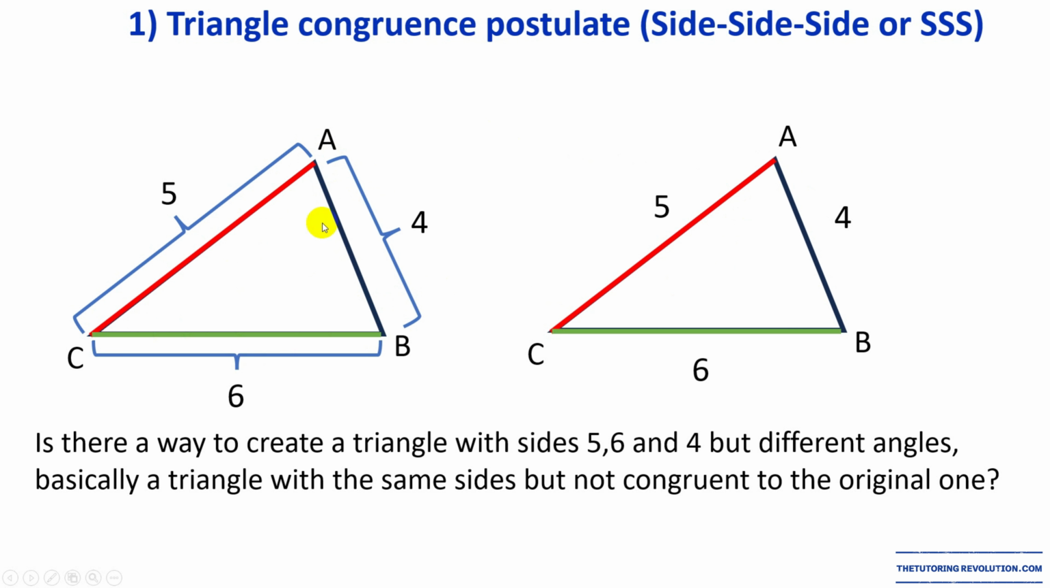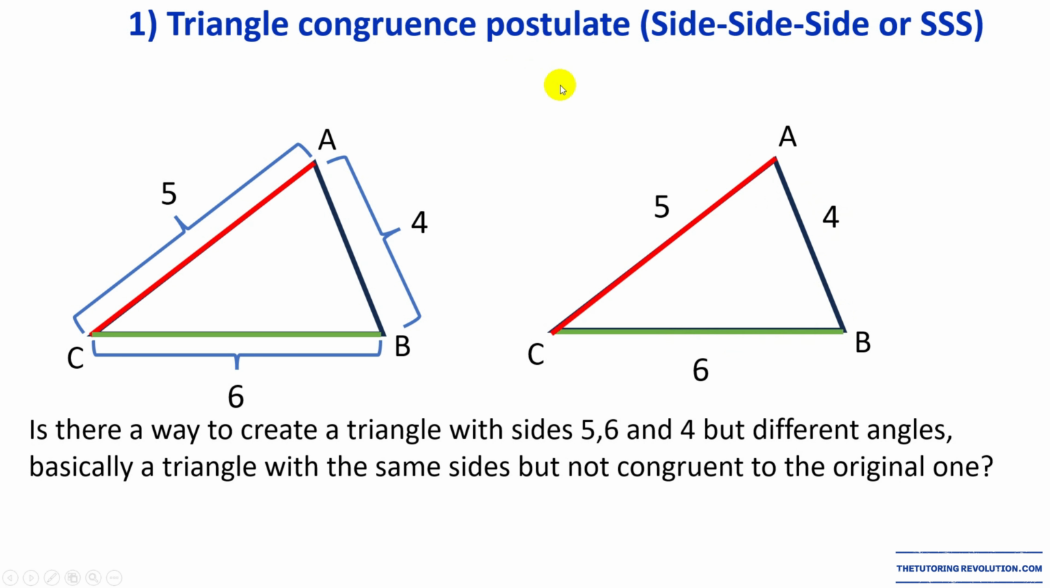Remember, the condition for two triangles to be congruent is to have the same sides and also the same angles. If we are able to draw a triangle with the same sides, but at least one angle measuring differently from the first one, then we can prove this postulate wrong. But if that's not possible, then this postulate is right. So let's see if it's possible to modify, let's say, angle C and still keep the same lengths of the three sides.